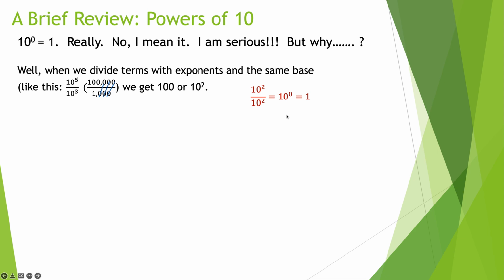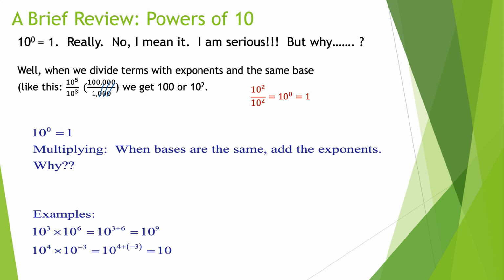But you learned early on when you were in elementary school that, look, most kids hate division when they're in elementary school. But this one thing stuck with you, and everybody remembers this, and they all like it. What's anything divided by itself? It's 1. So on the other hand, I have 10 squared divided by 10 squared, so that has to be 1. So that is your explanation as to why 10 to the 0 is equal to 1.